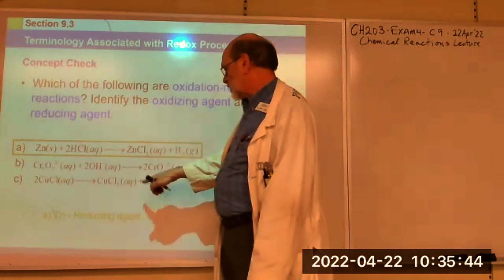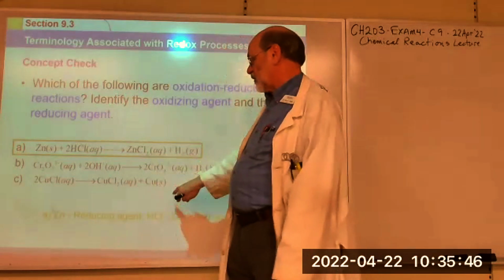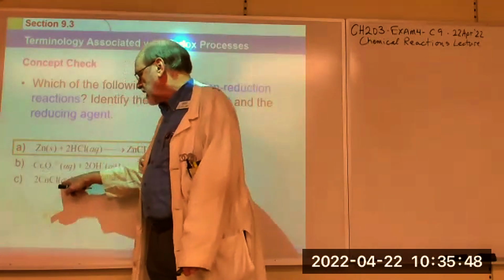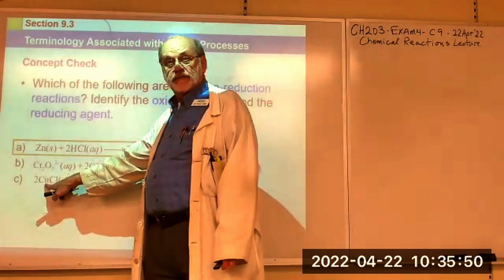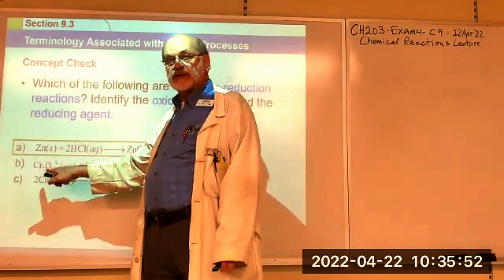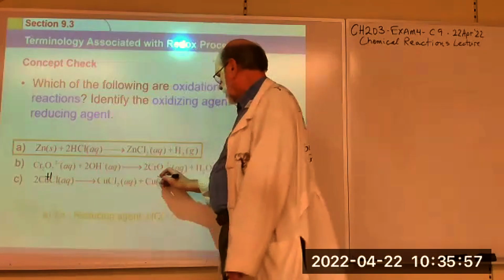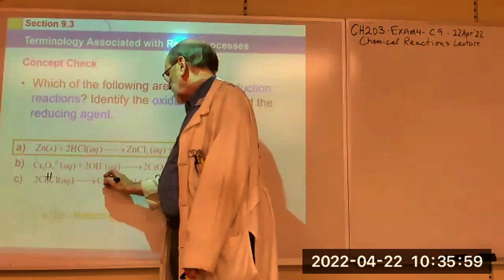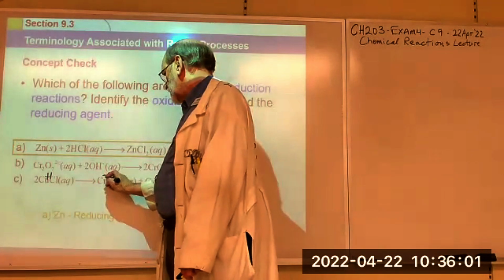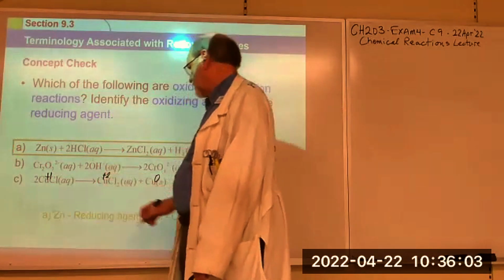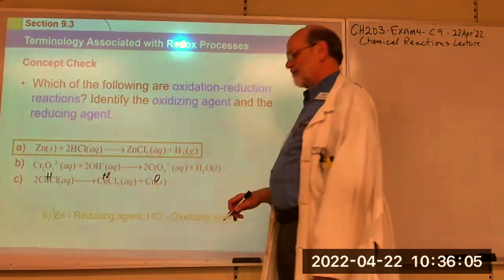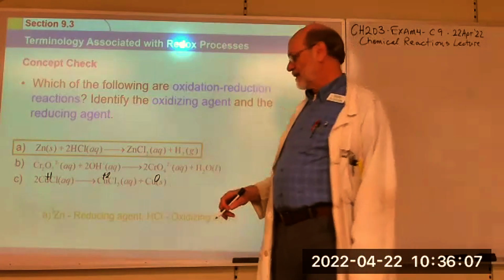agent. Then for this one, this is an unusual one. Notice that we've got copper over here is +1, right? Chlorine's -1, copper's a +1. So we're going from +1 to what? 0 here and +2 here. So how does that happen?